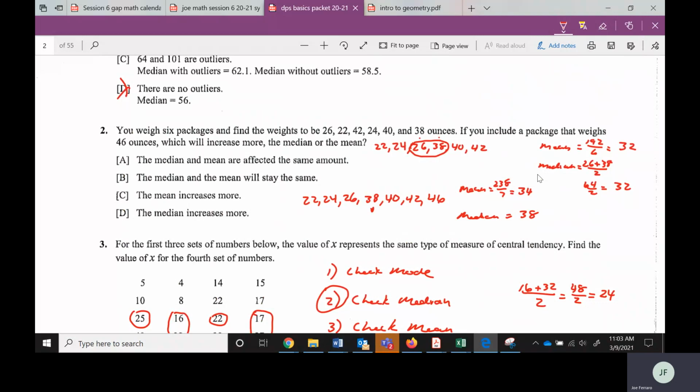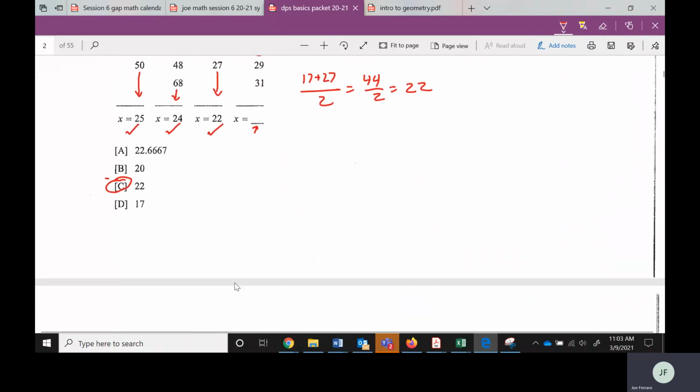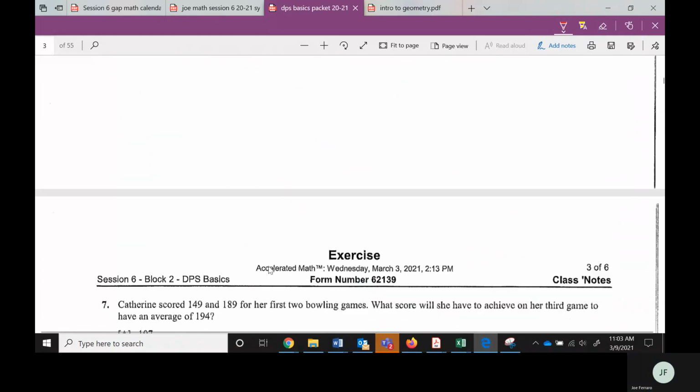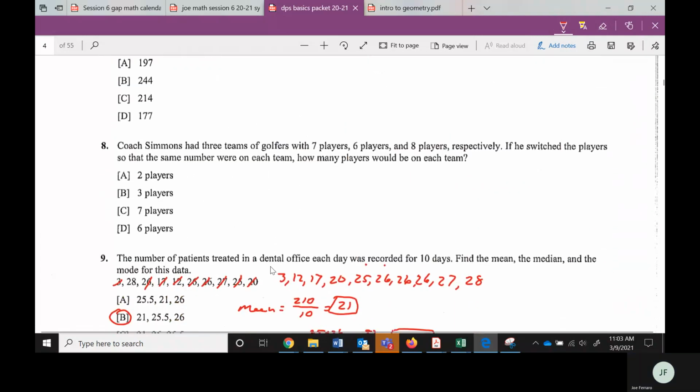So the mean went up 2, the median went up 6, the median increases more. All right. So we're going to turn the page a few. I'm going to go to 8.